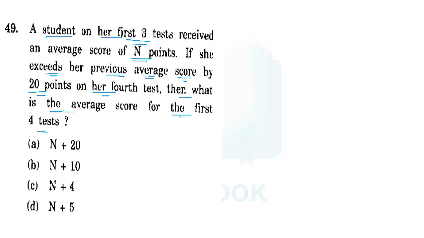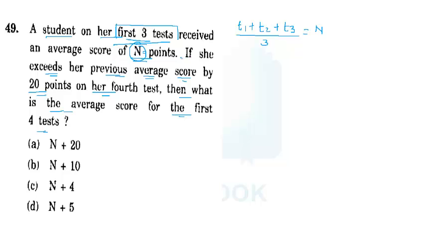Now understand this. For the first 3 tests, the average is calculated. That means T1 plus T2 plus T3. Let's assume that these are the 3 tests, right? So if we want to calculate the average, it is the total of the tests divided by the number of tests, right? T1, T2, T3, these are 3 tests, divided by 3 would give you the average. So the average is given as n points.